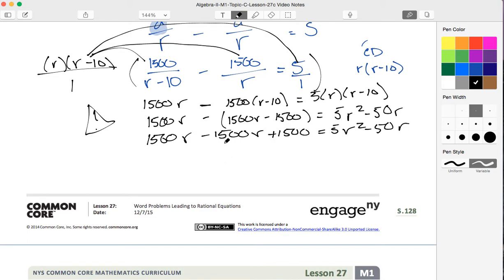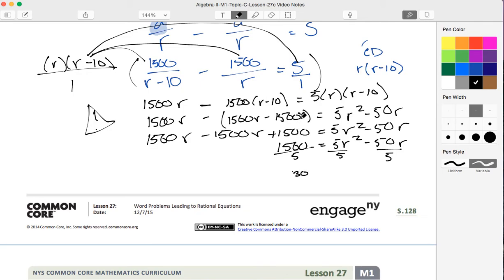And at this point, I'm going to combine any like terms that I have. So this 1500R minus 1500R is going to go to 0. I'm left with 1500 is equal to 5R squared minus 50R. What do they all have in common? They all have 5 in common. So I can divide each expression by 5 and get 300.